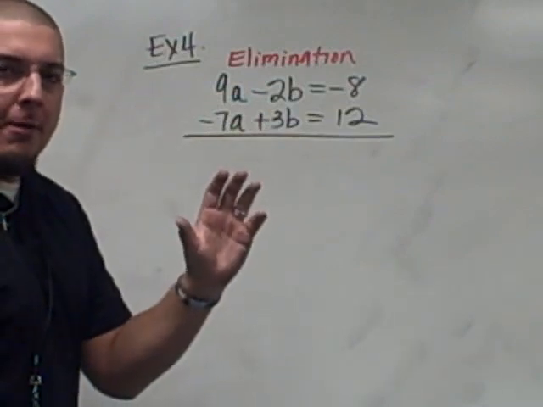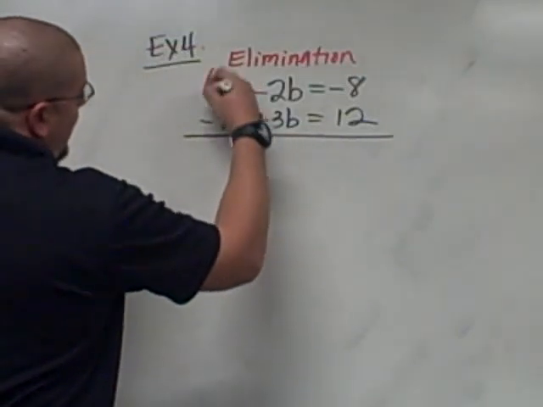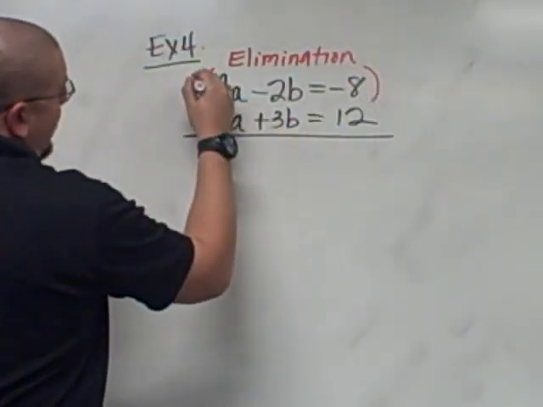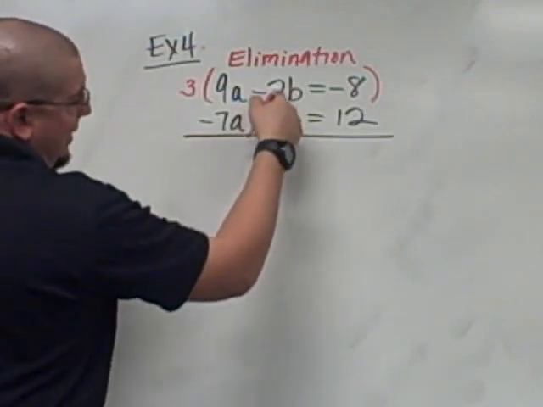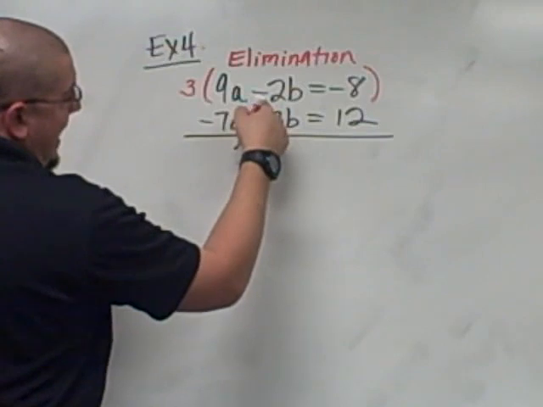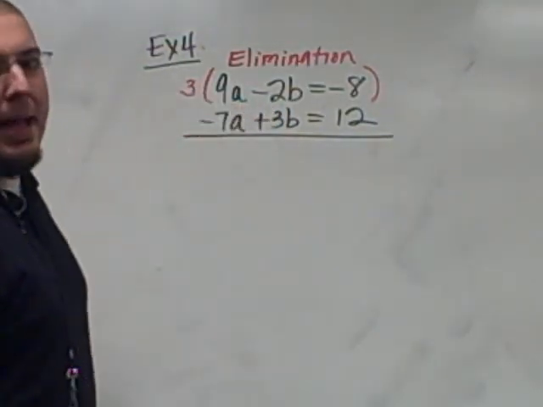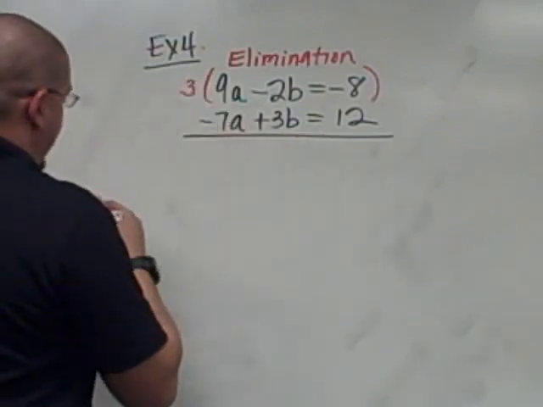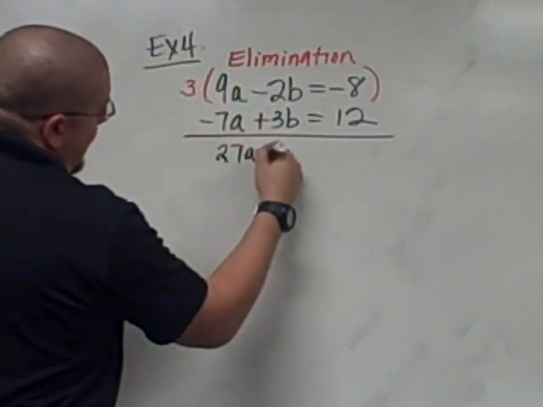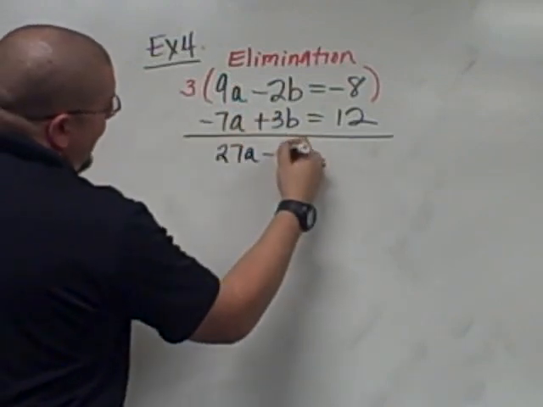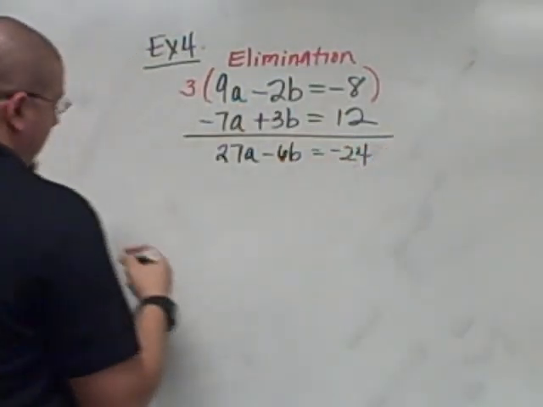Take the smallest pair. Then I'm going to multiply the top equation by 3, that's this number here. I'm looking to cancel out these. I don't have to multiply by a negative because this is already negative and this is already positive, so the signs are already different. So I can multiply only by a positive number. I'm going to multiply that one by 3, and that gives me 3 times 9a is 27a, 3 times negative 2b is negative 6b, and 3 times negative 8 is negative 24.